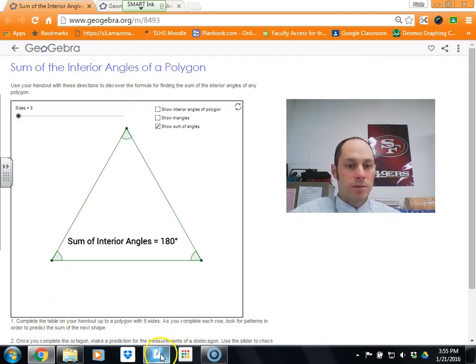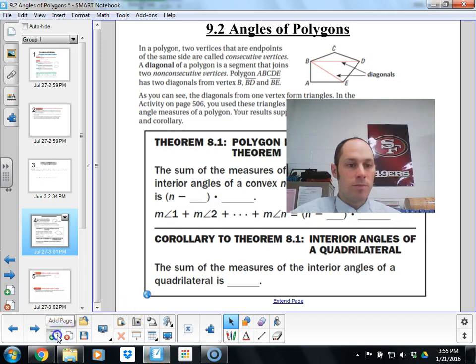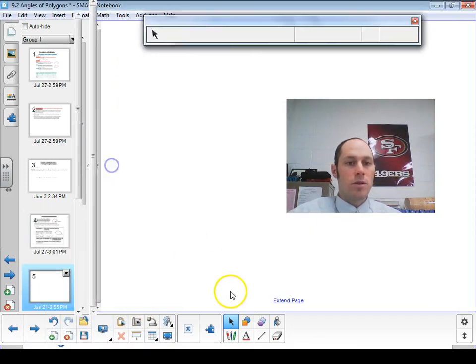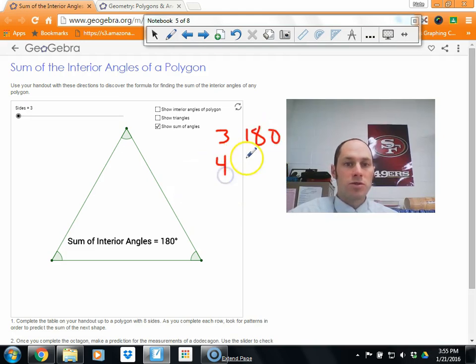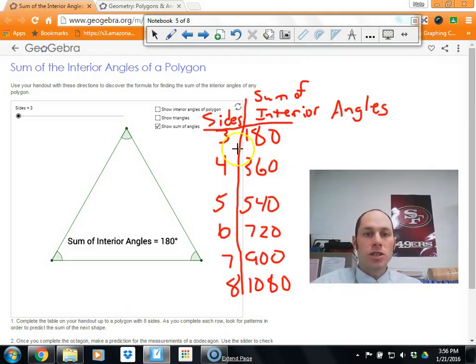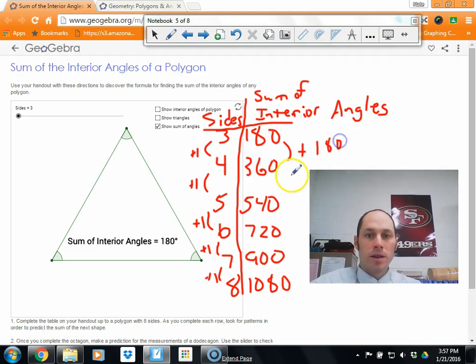Maybe it'd be helpful to write some of that down. I'll see if I can do that here. So three-sided figure has 180 degrees. Four-sided was 360. I'll write down the rest here. Okay, so looking at the table, what connection do you see between the sum of the interior angles as we increase the sides? Maybe you see a pattern: as the sides increase by 1, the interior angles go up. You can see that the interior angles increase by 180 as we increase.